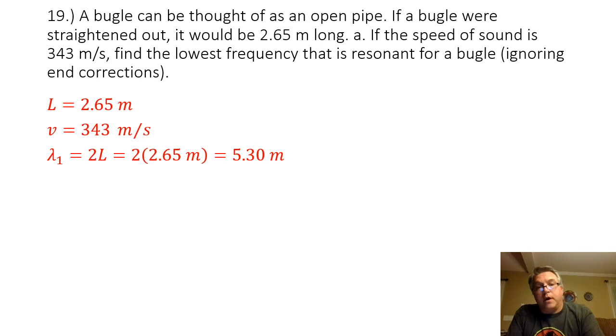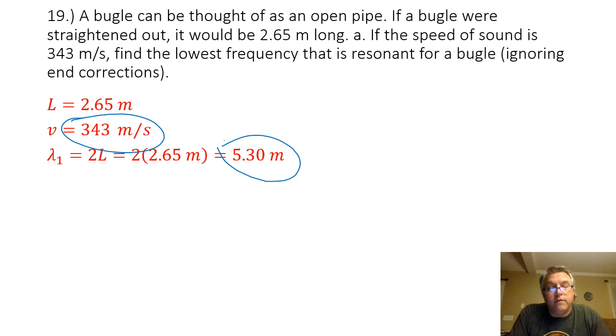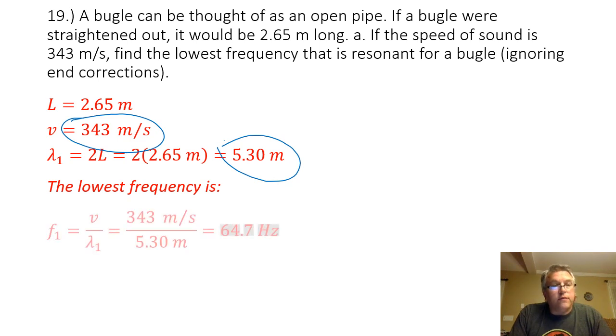So I have my wavelength, I have my velocity for the sound wave. I can use those two quantities to now find the lowest frequency using my wave speed formula. Solving for frequency, the frequency equals the velocity divided by the wavelength. So 343 meters per second divided by 5.30 meters will give me a frequency of 64.7 hertz.